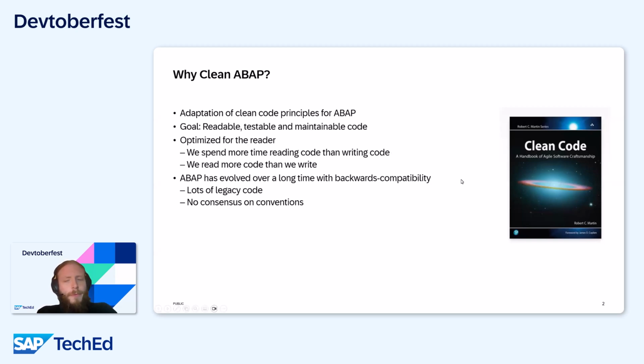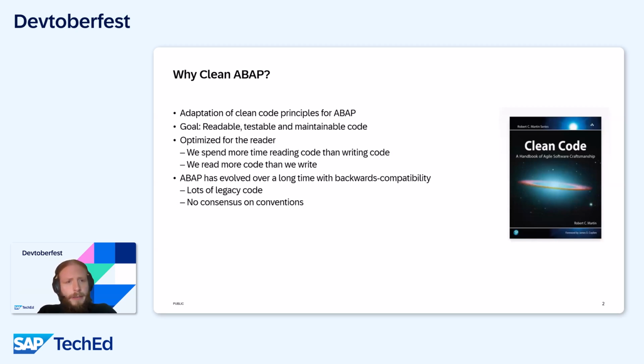So, what is Clean ABAP and why do we do it? Well, in general, there's this clean code movement initiated, among other things, by this book by Robert C. Martin on clean code. And Clean ABAP specifically is an adaptation of these principles to the ABAP language, because every language has its own pitfalls and specialties. So we adapt this guide specifically to what is practical in ABAP.